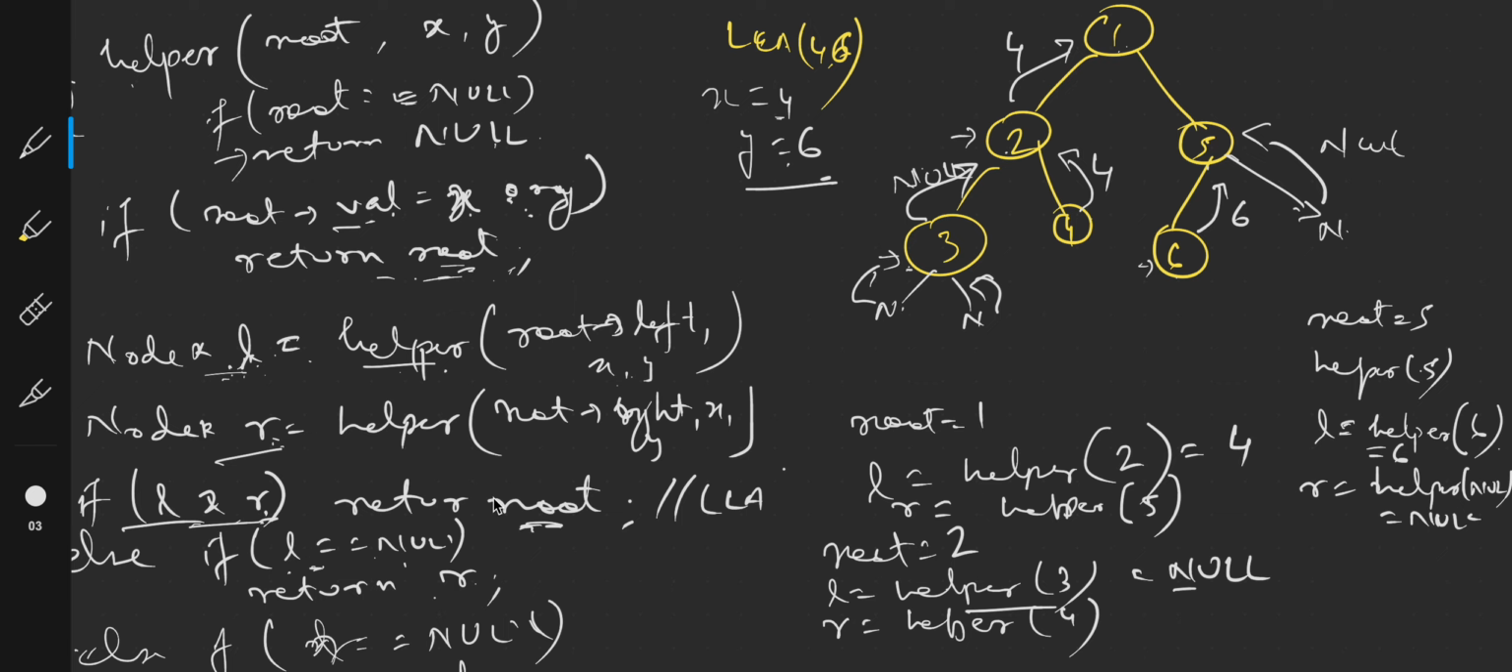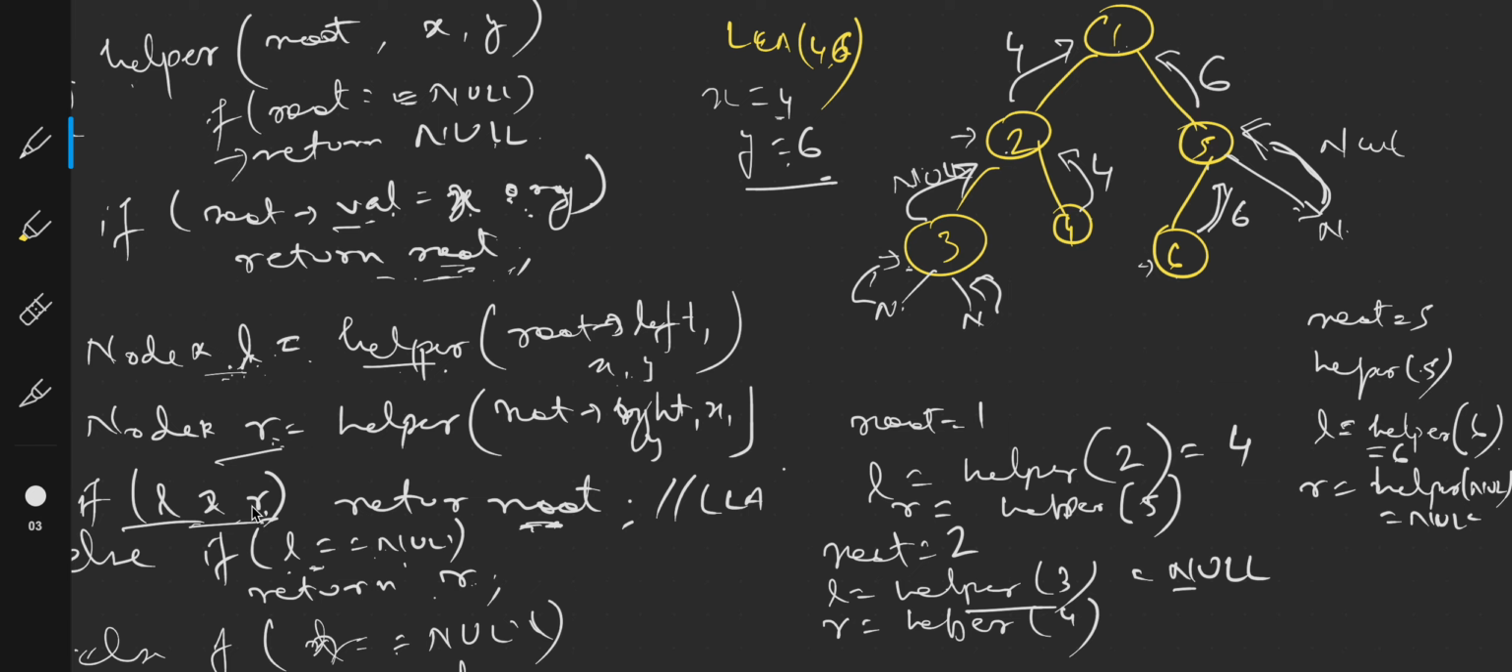Since one of them is null, we cannot return root here. What we'll do: if L is null, return R. L is not null here. If R is null, return L. Yes, right is null, so that's why we will return 6 back to 1.